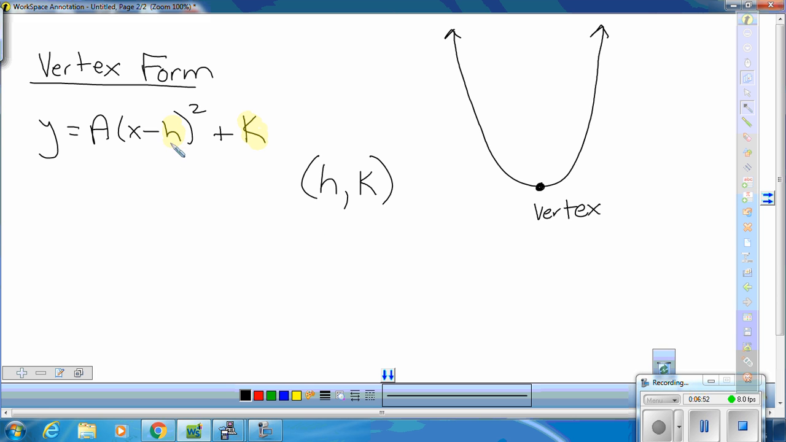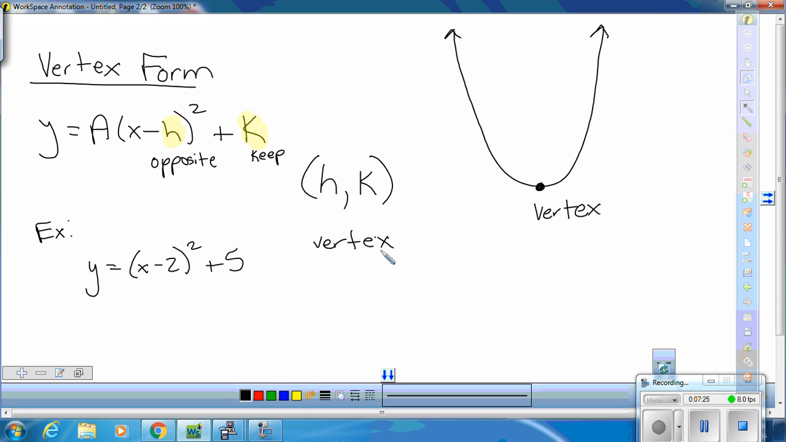Please note that this is minus h. So that means that we're always taking the opposite of whatever this inside number is with the x. So for example, the k on the outside is positive, it keeps its sign. So we do the opposite of this inside, but we keep the sign of the outside number. So a couple of examples. If I have y is equal to x minus 2 squared plus 5, then I know that my vertex is going to be at 2, 5.